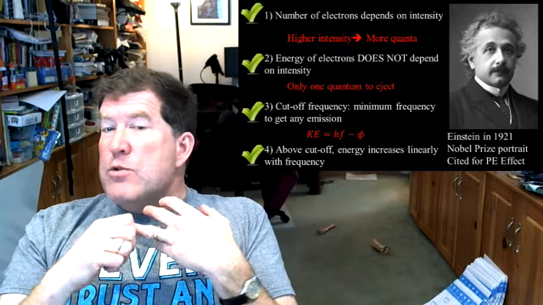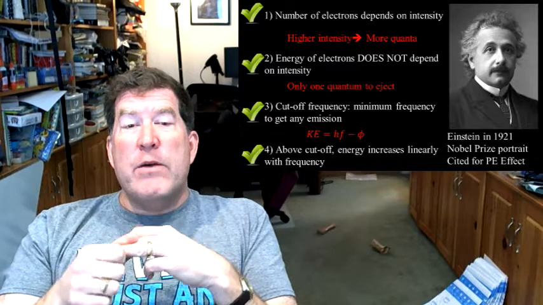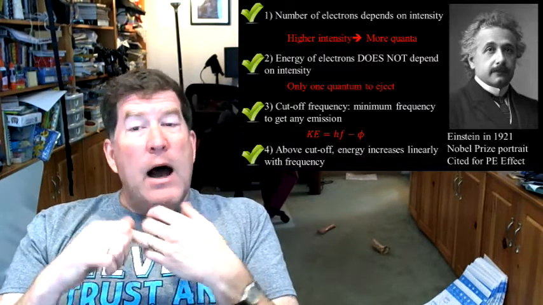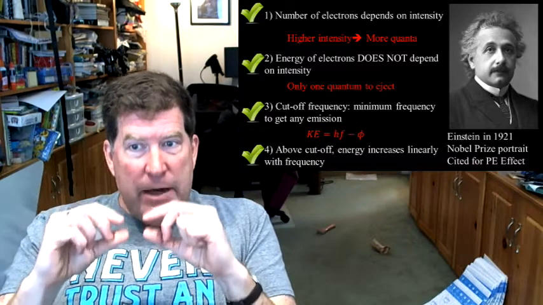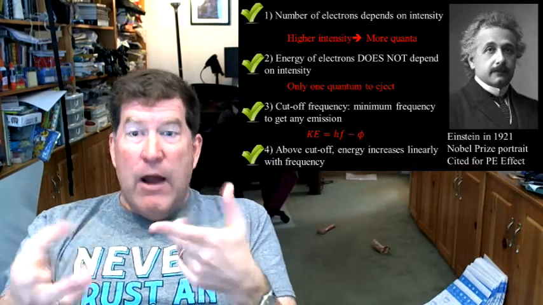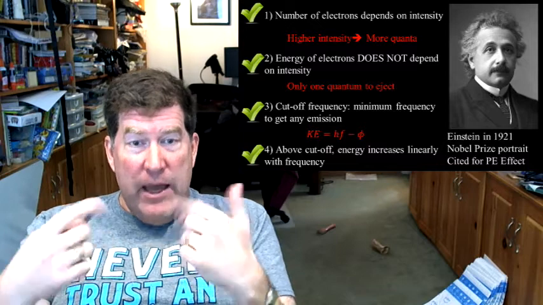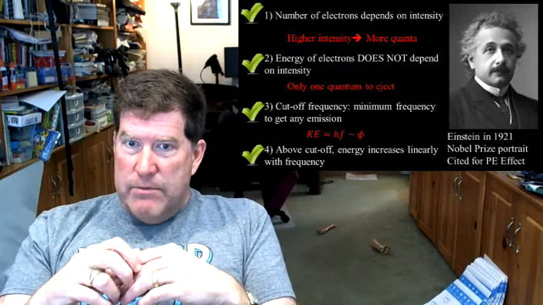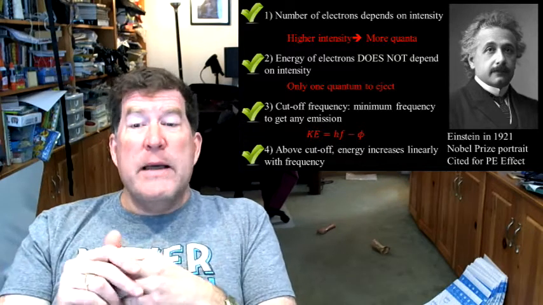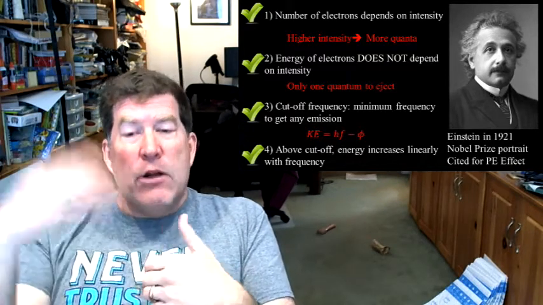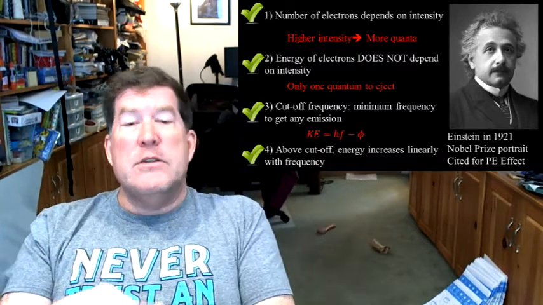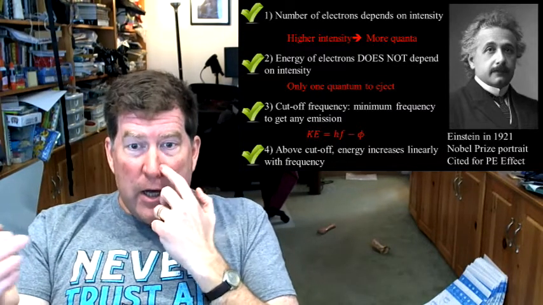That also explains why there's a cutoff frequency, a minimum frequency below which you don't see any electrons coming out at all. That's because there's this minimum energy needed. And if the characteristic energy of the light, the energy of a photon, is too low, it just can't knock any electrons out. And this also explains why the energy increases linearly with frequency above the cutoff, because the energy of the photon increases linearly above the cutoff.